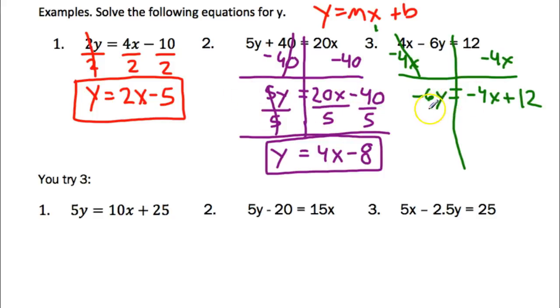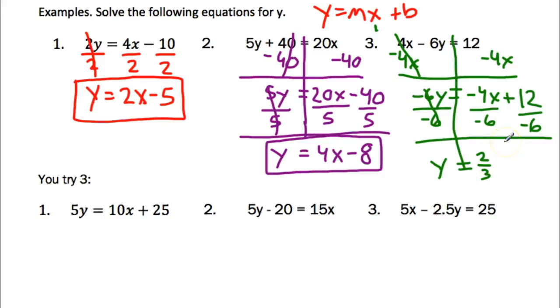I have negative 6y. That means negative 6 multiplied by y. So I need to divide by negative 6. And I divide over here by negative 6. And over here by negative 6. These two cancel. I'm left with just y. Okay, I want y by itself. That's good. Over here, negative 4 divided by negative 6. That is 2/3.